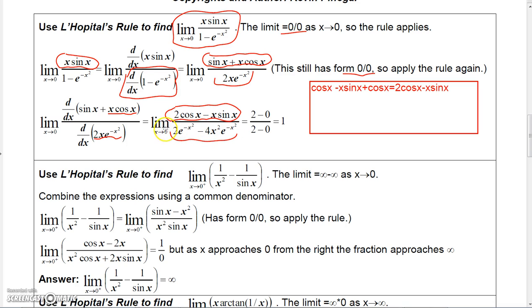Now, but what's interesting here, for this one, if you let x go to 0, you're going to get 2 cosine of 0, which is 2 times 1, so that's going to be 2. And then this is going to go to 0, so you're going to get 2 minus 0 in the numerator. And then here, if you let x go to 0, you're going to get 2 times e to the 0, which of course is 2 times 1, which is 2. And then this term's going to go to 0, so you're going to get 2 minus 0 in the denominator. So you're going to get 2 over 2, which is 1. Okay.